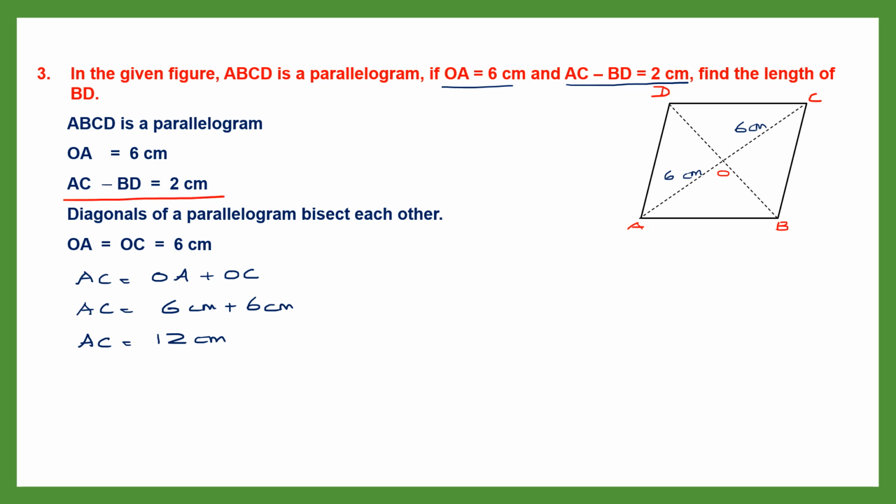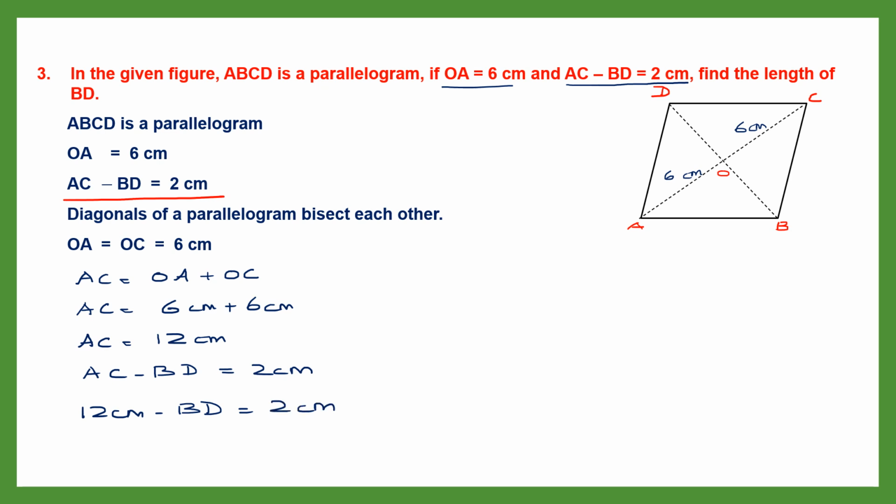Now let's look at the equation that's given to us. Let's use that here. That is AC minus BD is 2 centimeters. This is given to us already in the question. So now that we know AC, let's substitute 12 centimeters for AC. So this will be 12 centimeters minus BD gives us 2 centimeters.